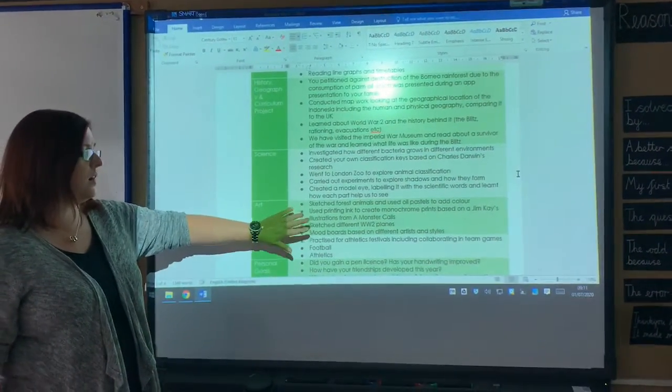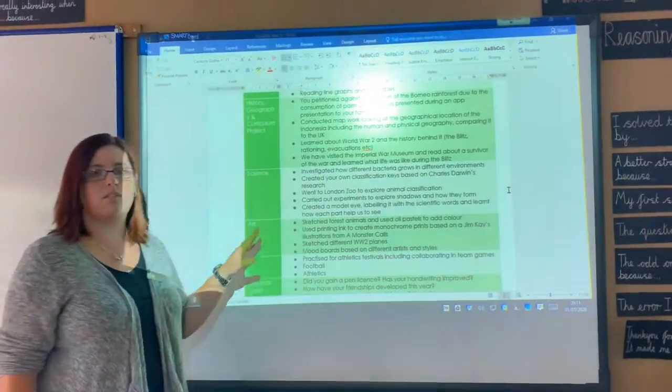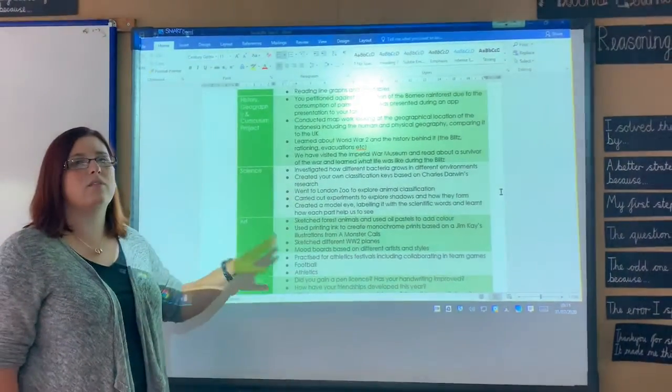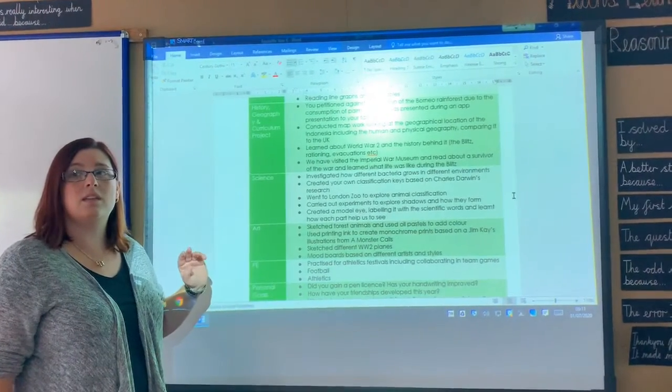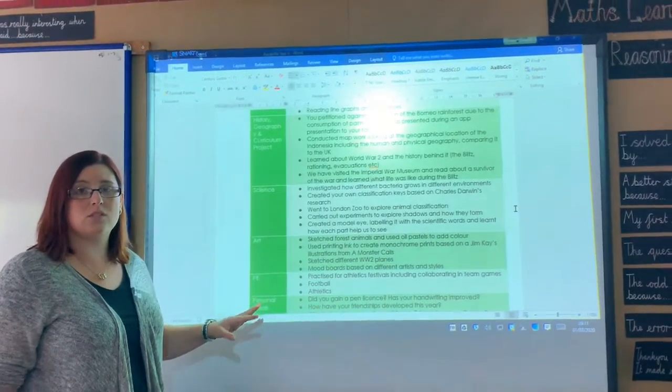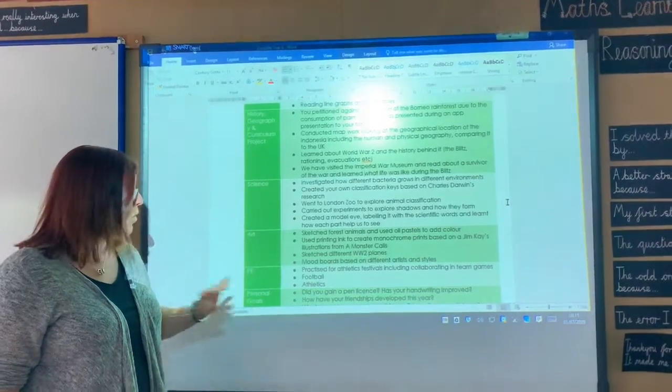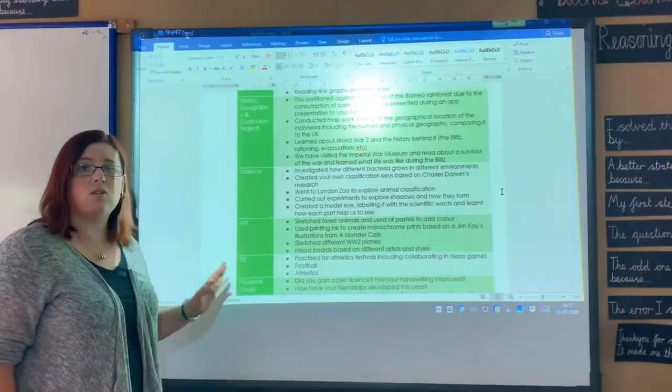I talked about art that we've done. So remember, we did forest animals in the first term. We did the Congolese masks. We did the ink pictures for A Monster Calls. All of those can be included in your reflection.